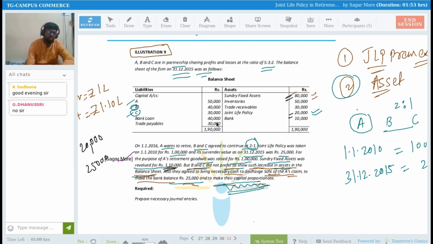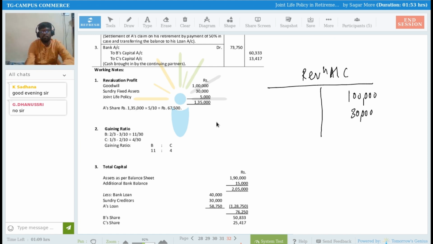If you surrender today, you will get 25,000. It means one of your assets increases here by rupees 5,000, right? That is also your gain. See here, 5,000 rupees we have to credit. So both these assets are increased. 1 lakh rupees increase in goodwill, 30,000 rupees increase in your fixed assets, and joint life policy increased by 5,000. So if I do all this addition, I will get 1,35,000.